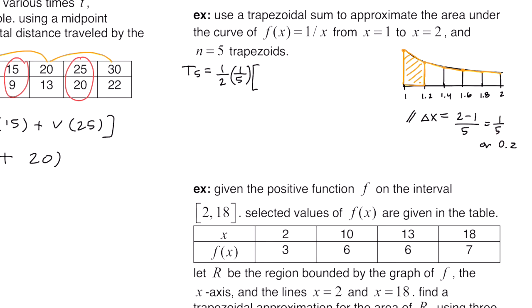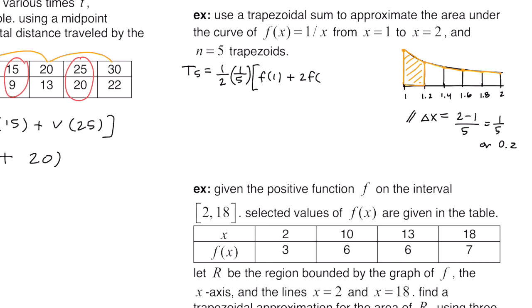And then finally, to find the area of the trapezoid, you do the 1/2 times the height, and then you do times base 1 plus base 2. So you can see for this first trapezoid, you have f of 1 plus f of 1.2. But then for the next trapezoid, you have f of 1.2 plus f of 1.4. And similarly, for the next one, it would be f of 1.4 plus f of 1.6.